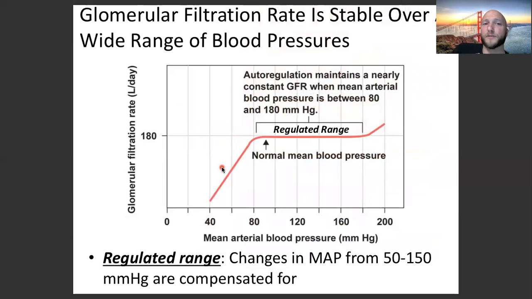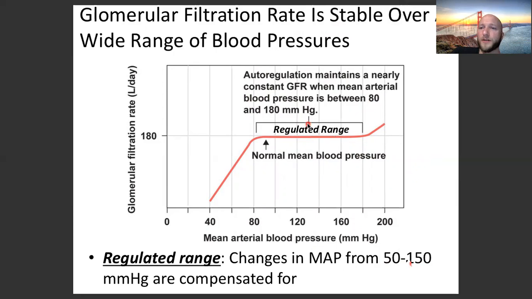In fact, glomerular filtration rate is stable over a wide range of blood pressures. Your body can maintain a very stable GFR within a very wide range. Yes, numbers will vary from person to person and also from source to source. As you can see on this slide, it says 80 to 180 on the picture, but down here it says 50 to 150.